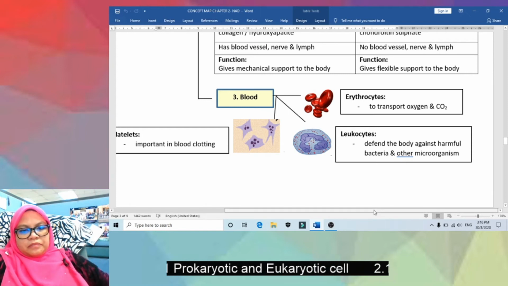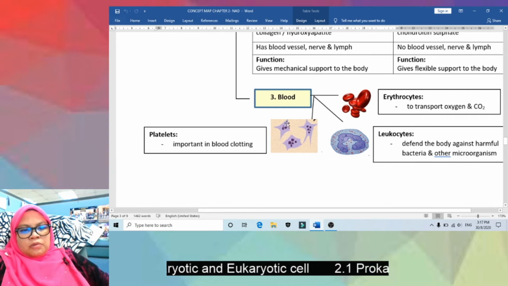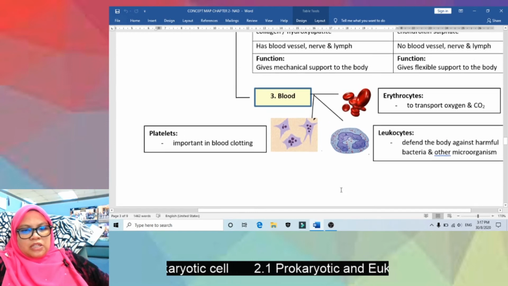And this is the platelet, whose main function is important in blood clotting. Thank you for watching. See you in the next video. Bye.